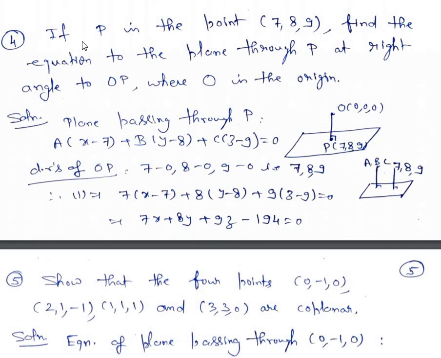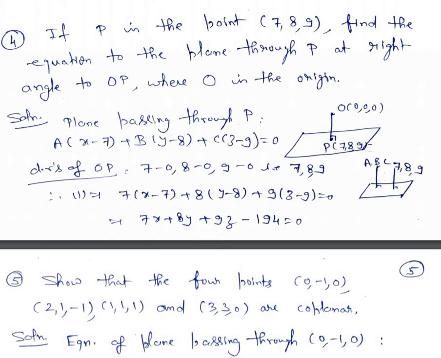Let's take the next example. If P is the point 7, 8, 9, find the equation of the plane through P, lying on the plane at right angles to OP, where O is the origin. So the plane passes through the point 7, 8, 9 and is perpendicular to OP. That means OP is the normal to this plane.